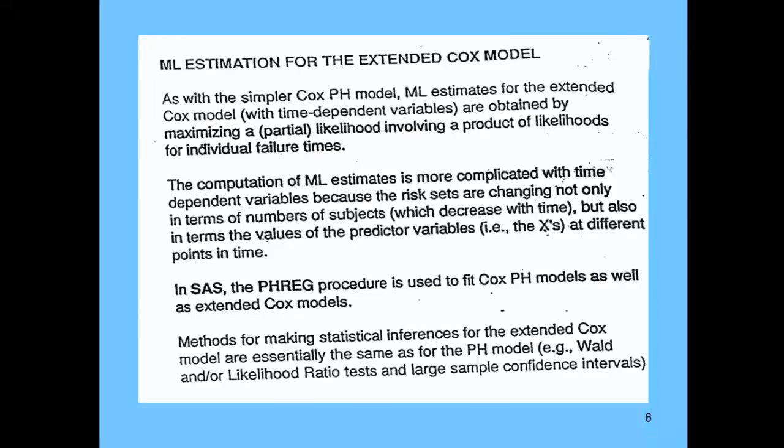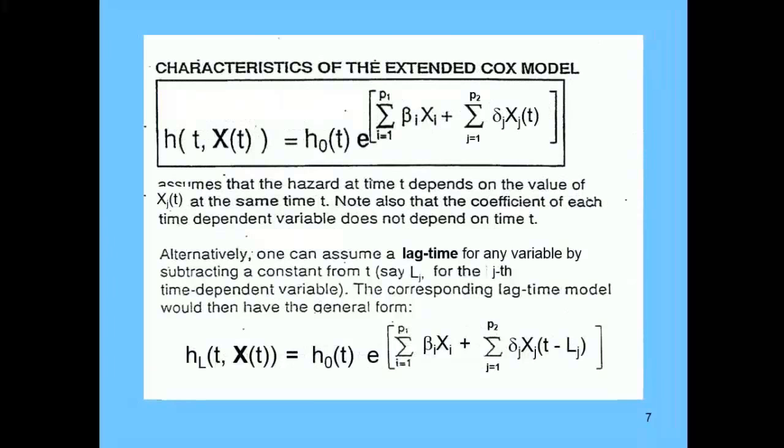So it's maximum likelihood estimation. You fit the model, you do likelihood ratio tests, you do Wald tests, you get e to the betas, you get hazard ratios, same thing. Okay, so now let's look at the characteristics of the extended Cox model. What does it mean? What does it say? Here's the model again.